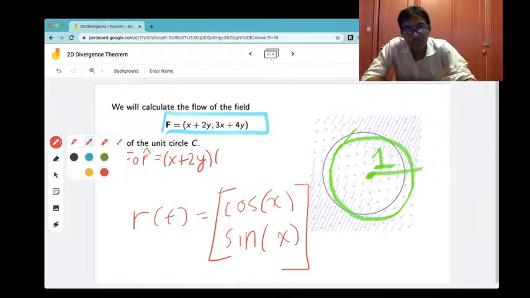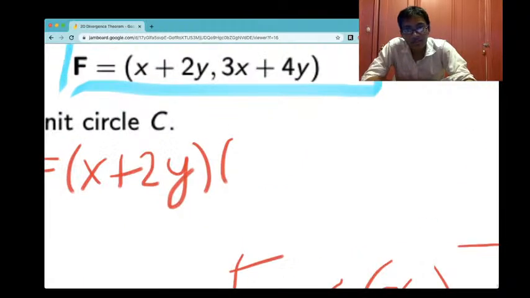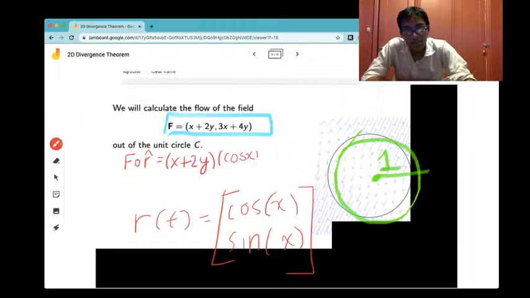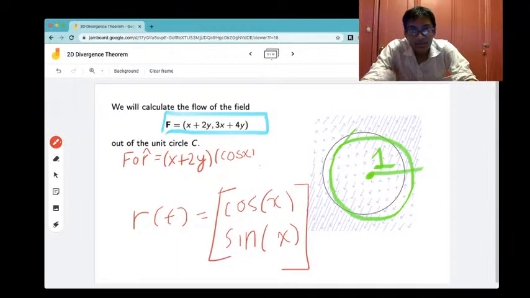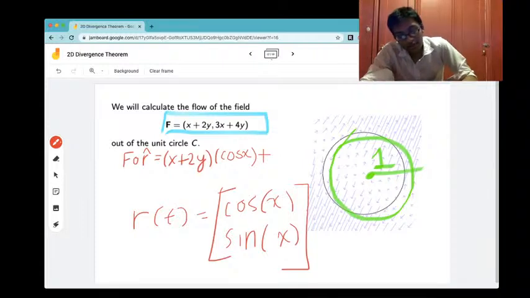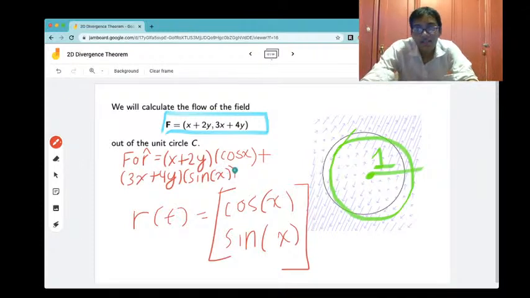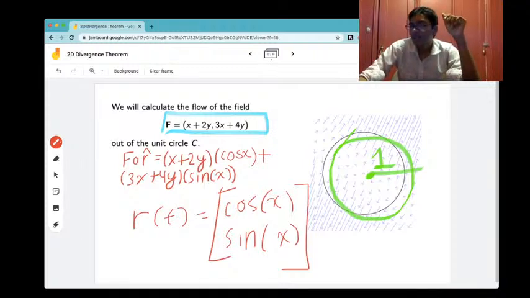Let me just resort to my Mac right here. So cosine of x, and to that we're gonna add plus 3x plus 4y times sine of x. So that's really what I'm thinking for F dot r, for the flow of the fields. Now I'm not exactly sure if this is right, so let's go ahead and check if the audience has any feedback for me.